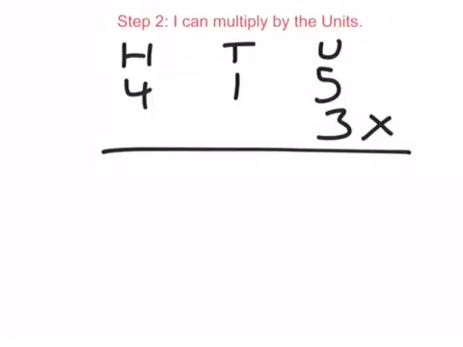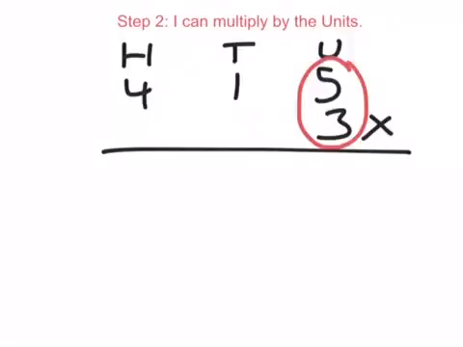On to step 2. I can multiply by the units. Well, in this question, there is only a 3 over here, so we're multiplying 415 by that 3. So, let's see if we can work this out then. First of all, we're going to multiply unit by unit. So, 5 times 3, we know, gives us 15.